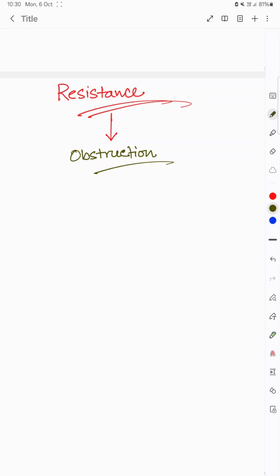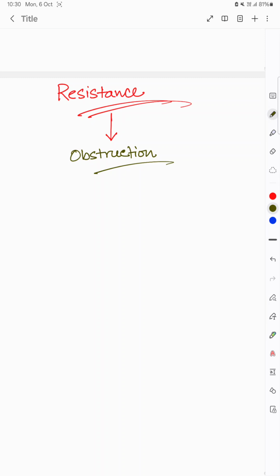Okay, now write it down in your copy. Another very important question that can be asked in your exam: what is the cause of resistance, or discuss the causes of resistance. I'm dictating the answer to you. Write it down in your copy.